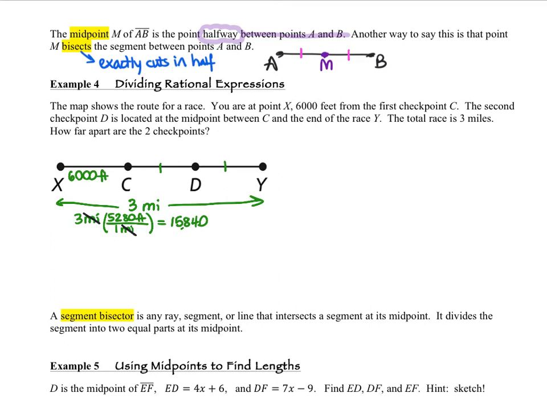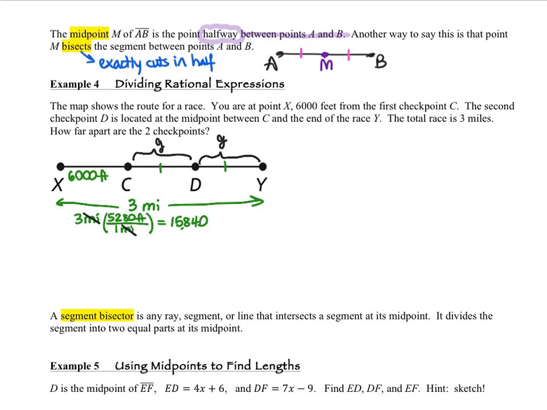Now what we're going to do is set it up just like we have in the segment addition postulate, but I want to substitute in for the two segments that I know are the same size, and we can call them anything. I'm just going to call this distance G, and that means that this distance is also called G.